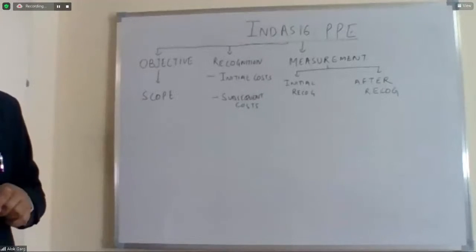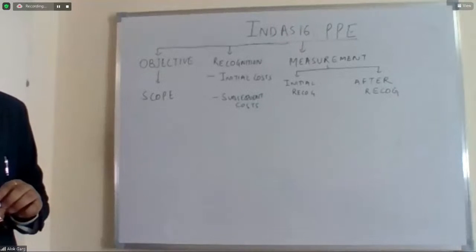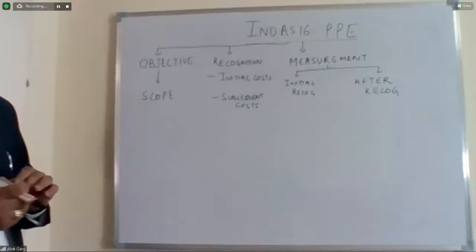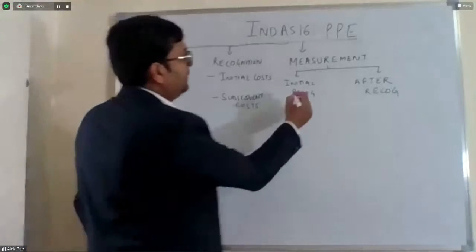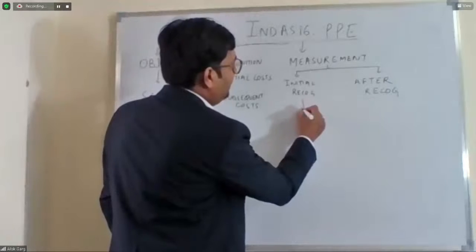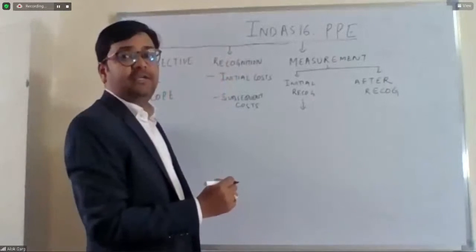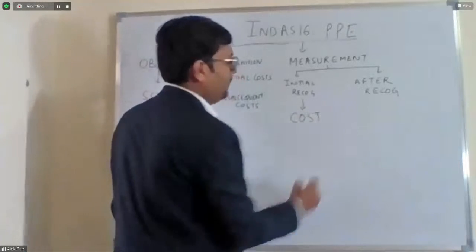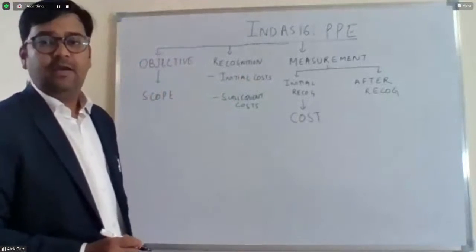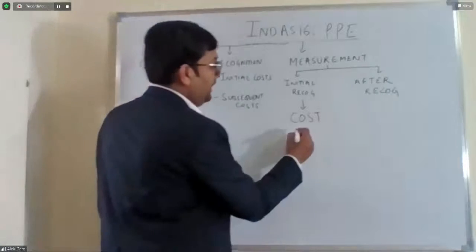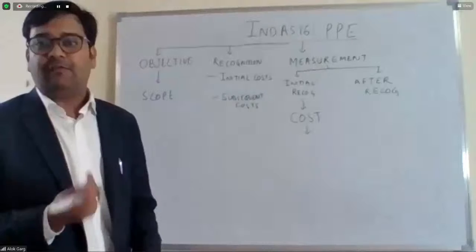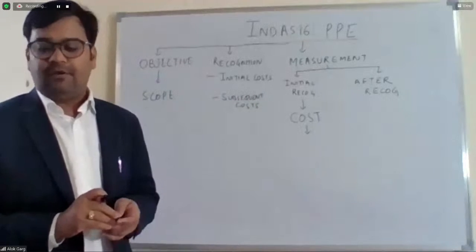Okay, so measurement at recognition. Under measurement at recognition, we will be discussing that at initial recognition, the asset has to be recognized at cost. So we will be discussing the cost model, and we will also be discussing what will be the elements of cost.